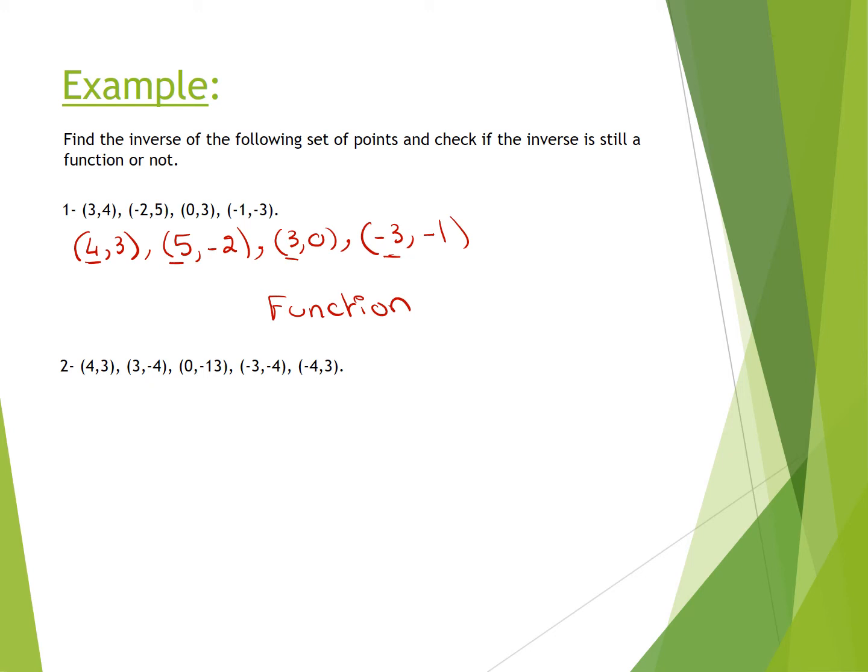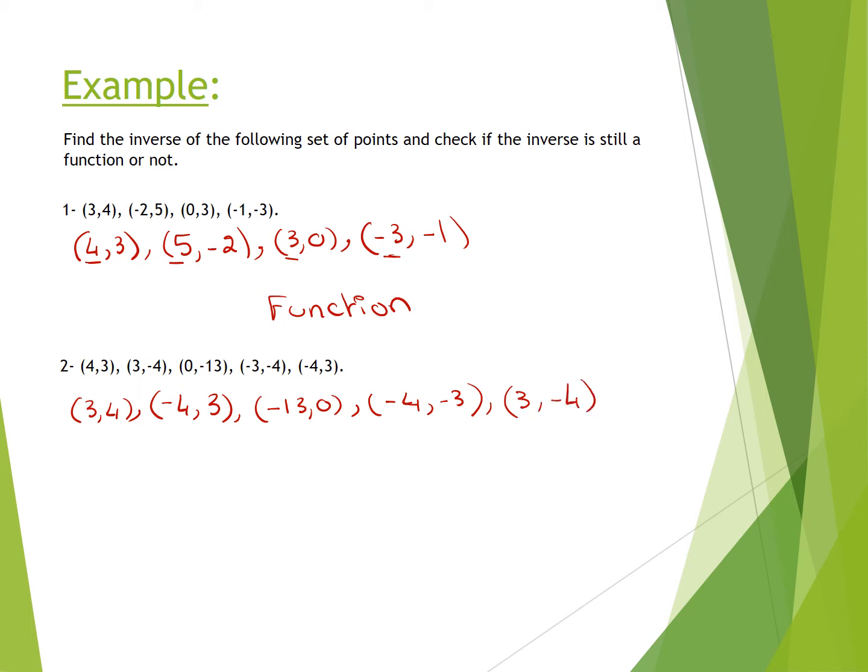Okay, let's see the second one here. 4 and 3 will be 3 and 4. 3 and -4 will be -4 and 3. 0 and -13 will be -13 and 0. Negative 3 and negative 4 will be negative 4 and negative 3. And the last one will be 3 and negative 4.